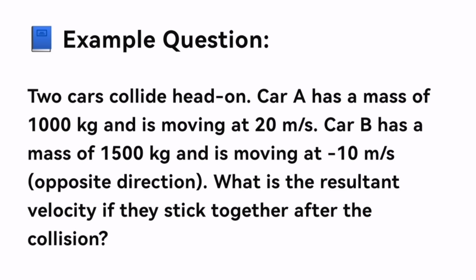Our second question says two cars collide head on. Car A has a mass of 100 kg and is moving at 20 meter per second. Car B has a mass of 15 kg and is moving at negative 10 meter per second, in the opposite direction. That's why it's negative. What is the resultant velocity if they stick together after the collision?